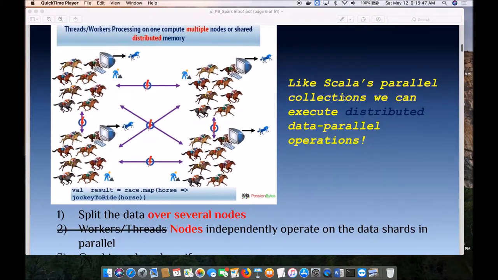So what we are going to do is change the architecture. We are going to split the data over several nodes. Earlier, you created a list. What was the code that you wrote here? Your list contains all the horse names, and that list is created on your Scala prompt, which means it is lying on only one system. Here also it is one system only, but you will use the concurrency concepts in Scala in order to parallelize it. But when it comes to other systems, first you are going to distribute your data, and then the nodes independently operate on the data shards in parallel.